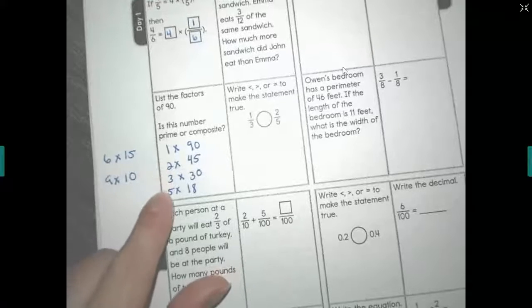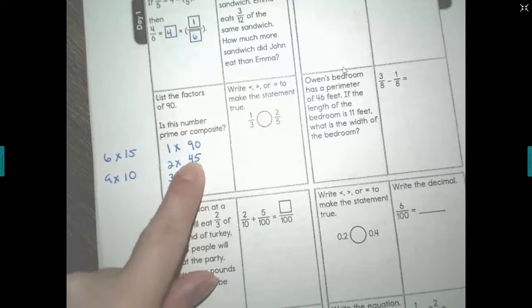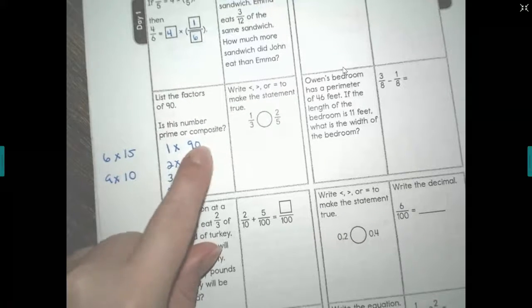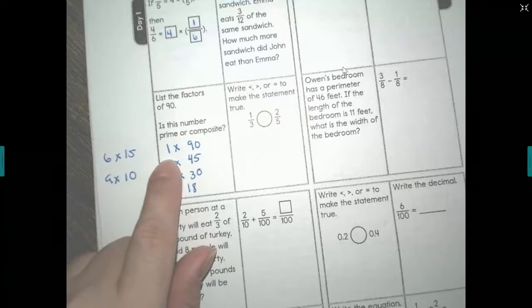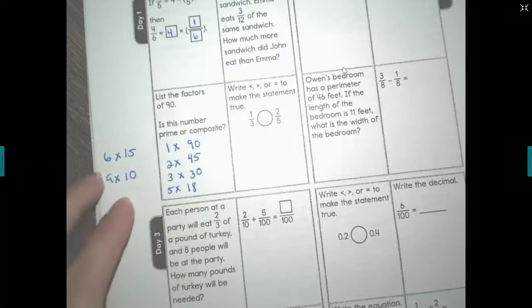This one had a lot of factors in it. It had 1, 2, 3, 5, 6, 9, 10, 15, 18, 30, 45, and 90. So it had 6 factor pairs. That's quite a lot. So remember, a composite number has more than one factor pair, while a prime has just 2 factors, one and itself. Because this one has so many, we know it's composite.